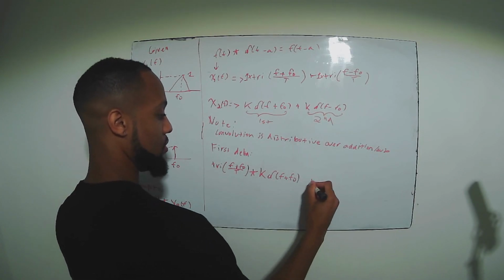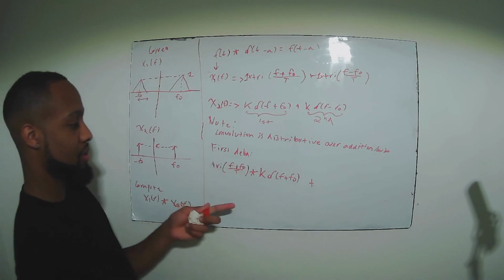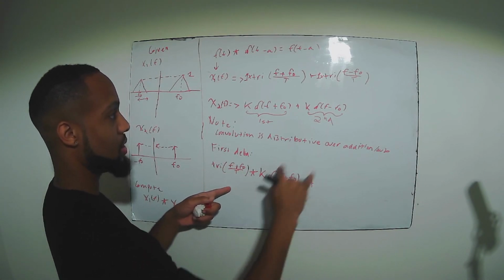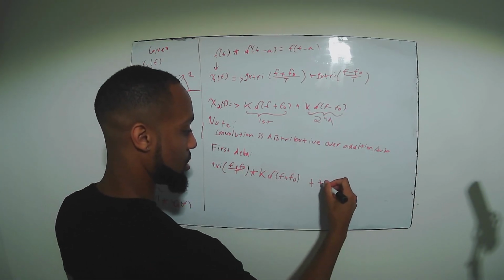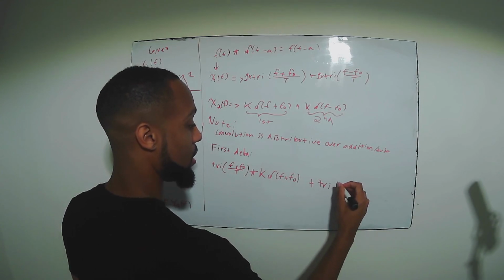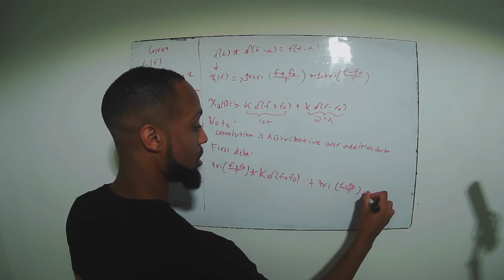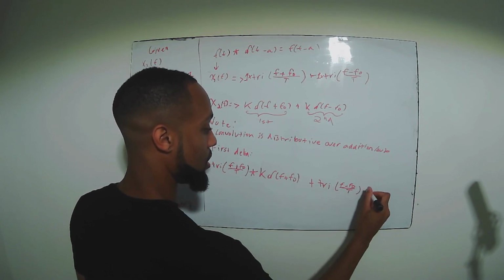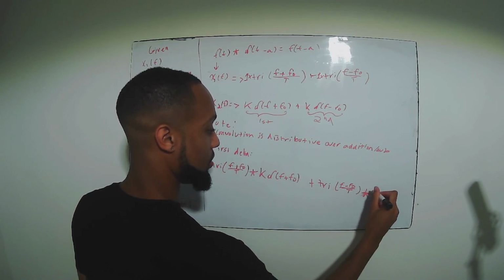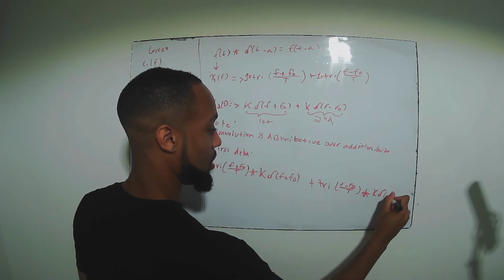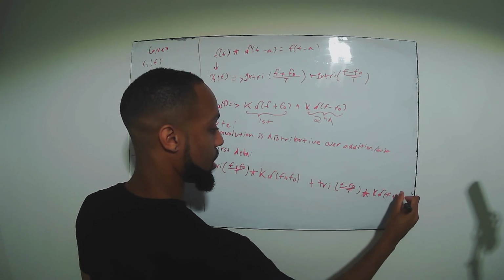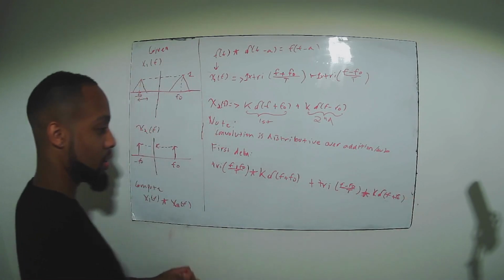So convolving these two, we're going to use the distribution property. We convolve this one with the delta, and then convolve the second trie with the delta. So trie of (f minus f naught)/t, using the convolution symbol here to make it really clear, convolved with delta of f plus f naught. All right, so now we're going to compute this.